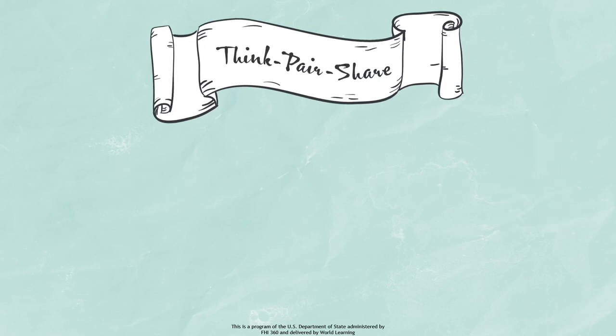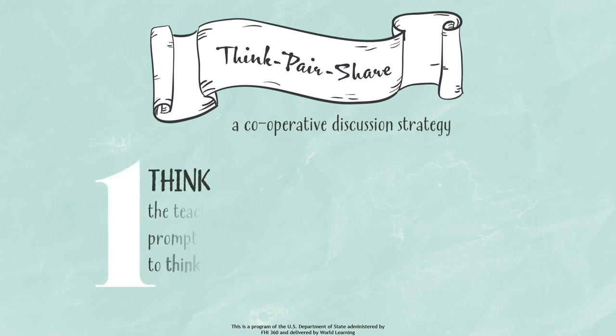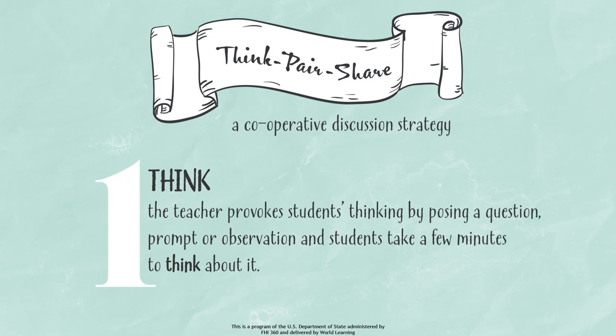Think, pair, share. Think, pair, share is a cooperative discussion strategy that involves 3 steps. Think. The teacher provokes students' thinking by posing a question, prompt, or observation, and students take a few minutes to think about it.